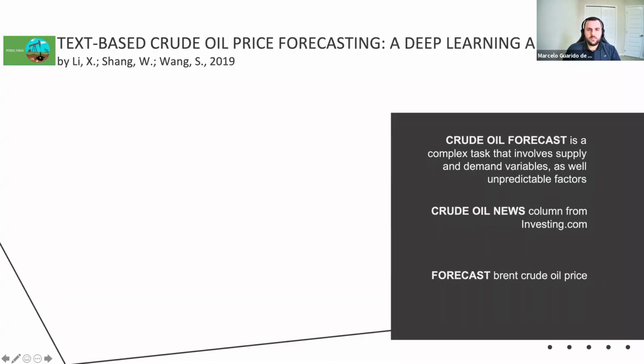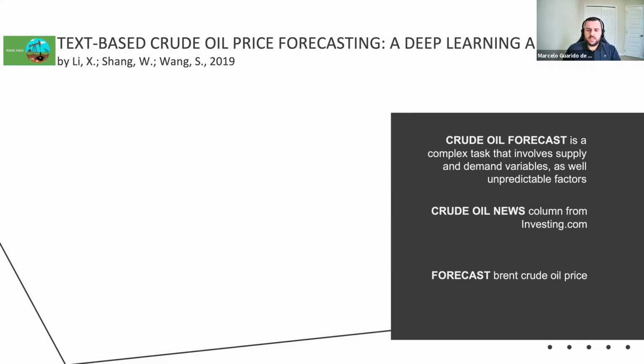And the last paper for this first part is a very interesting one on oil price forecasting. It's a text-based crude oil price forecasting, a deep learning approach by Lee in 2019. What they are proposing in this project is how to predict the price of oil, which is quite volatile.